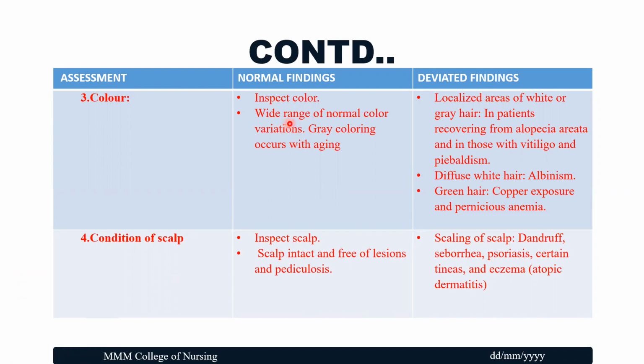Inspect the color. There is a wide range of normal color variations. Gray coloring occurs with aging. A localized area of white or gray hair occurs in patients recovering from alopecia areata and in those with vitiligo and piebaldism. Diffuse white hair indicates albinism. Green hair indicates copper exposure, and pernicious anemia cases. In our country, that is not more common.